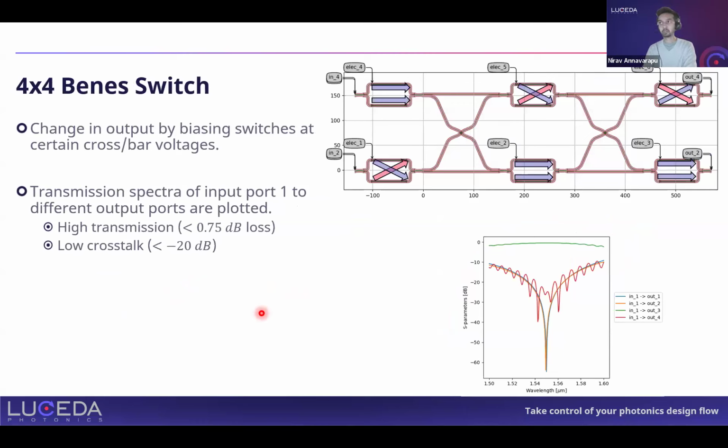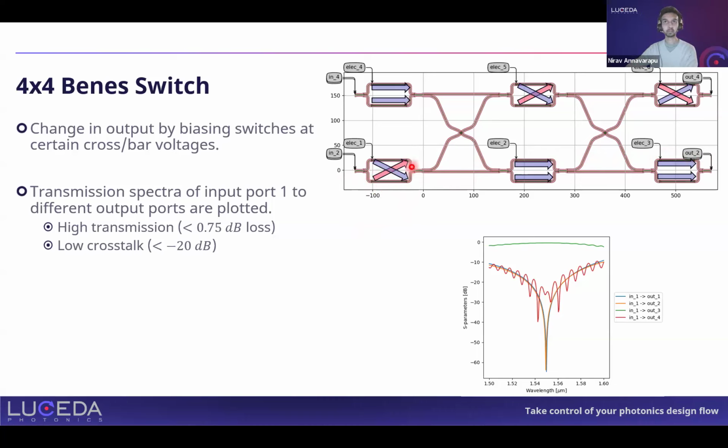Now that we know what the cross and bar voltages are, let's see how we can apply it to a 4x4 Benes circuit. Circuit simulation will account for local changes to the subcircuits based on the voltages which are applied to them. I show here an example where some of the switches are biased in the cross configuration and some of them are biased in the bar configuration. And you can trace the path, for example, of input number 1, which is on the lower left side, of how it propagates through the circuit. And the path is denoted using these red arrows.